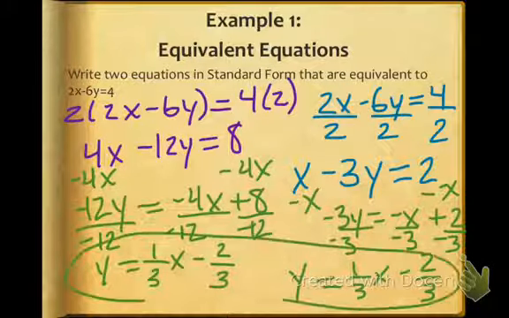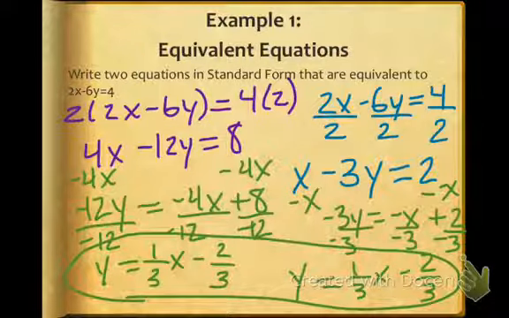So, I just want you to see that given an equation in standard form, we can put it in slope-intercept form, and we can find equivalent equations as long as whatever we do to one side, we do to the other. So as you can see, these are equivalent equations because in slope-intercept form, they're exactly the same.